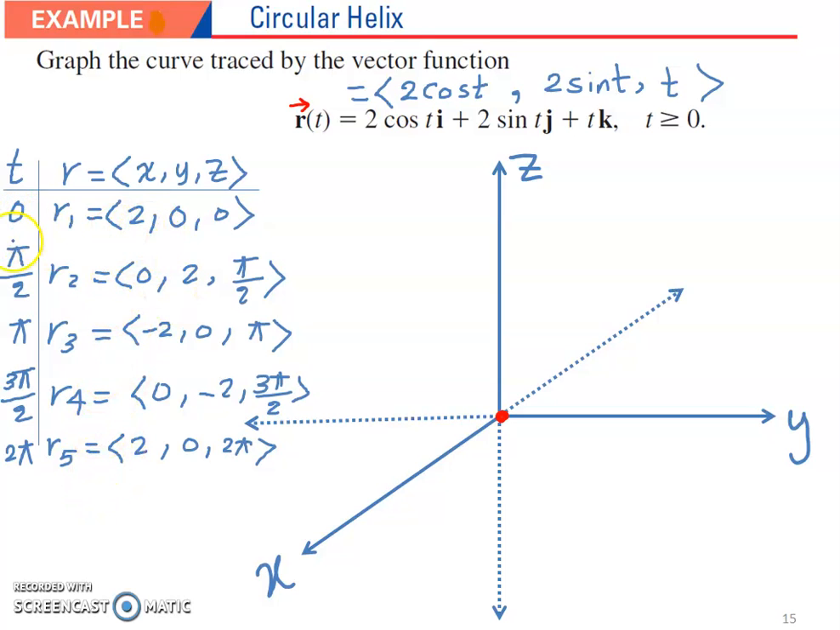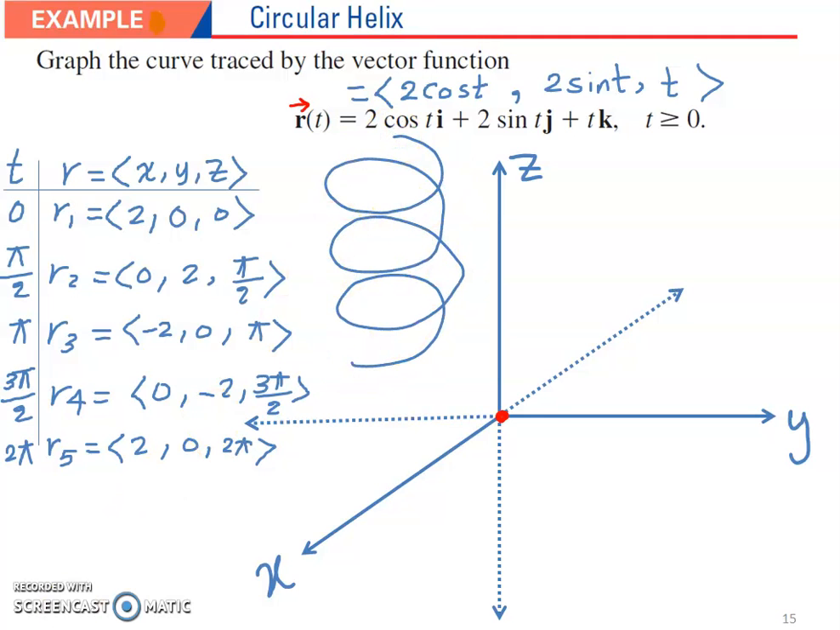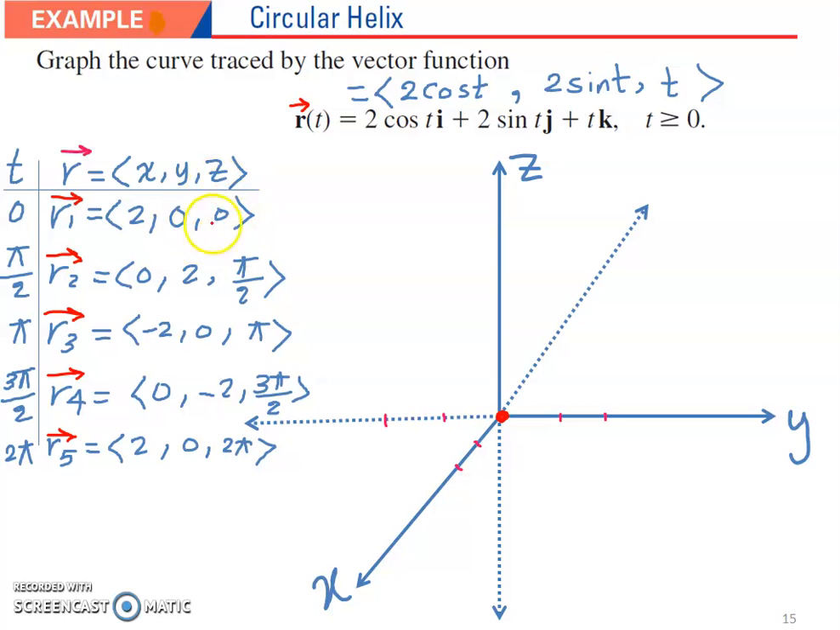We start from 0 to 2 pi. It's like one complete period. The graph here will be a vectors that traced by the curve circular helix. Circular helix is like this. The first position vector, which is initial point, is origin, and terminal point is 2, 0, 0. So 2 from x, 0 from y, 0 from z. It will be here, and the vector will be this one.